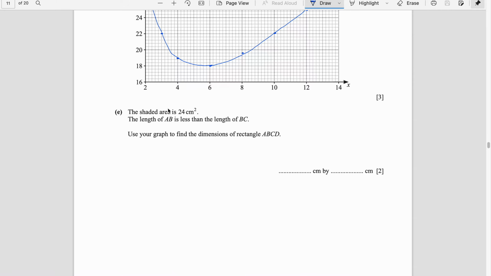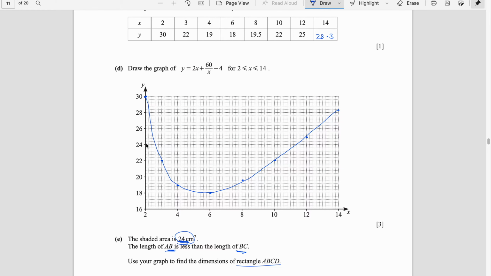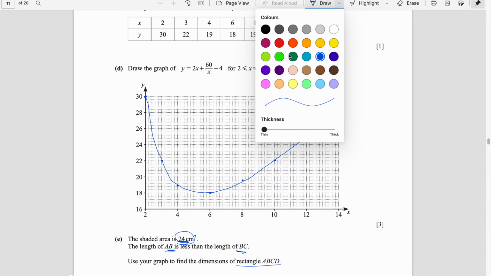E part. The shaded area is 24. The length of AB is less than the length of BC. Use your graph to find the dimensions of the rectangle. So area given is 24. Just go at 24 and draw a horizontal line.